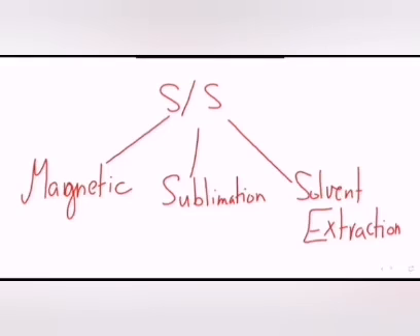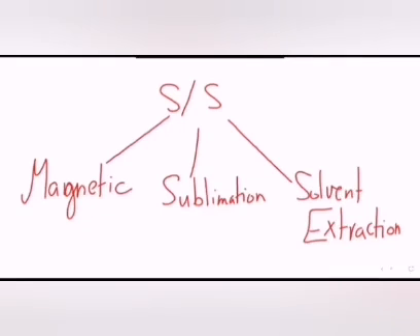Now, magnetic separation is done for mixtures that contain magnetic substances like iron, cobalt, or nickel. If we have any of these metals mixed with another non-magnetic substance like glass or plastic, then we approach a magnet to separate the magnetic one.